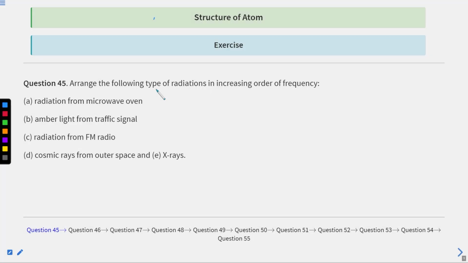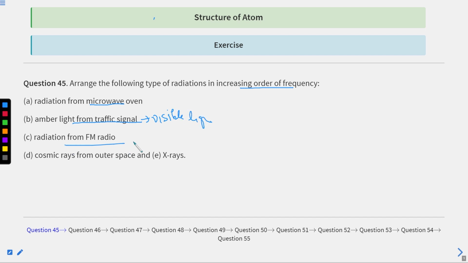Let us continue with the exercise of NCERT. The first question says: arrange the following types of radiation in increasing order of frequency. Now, what are the options? The first is microwave. Second is amber light released from a traffic light, so it is nothing but your visible light.